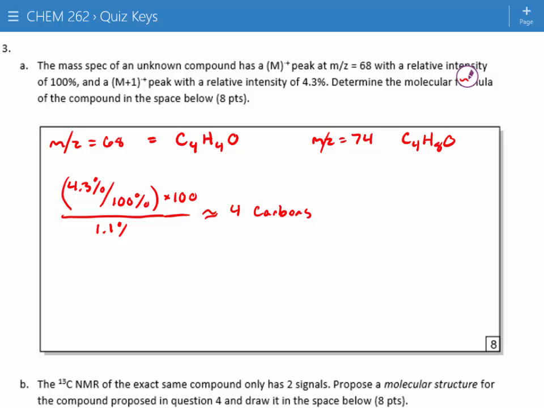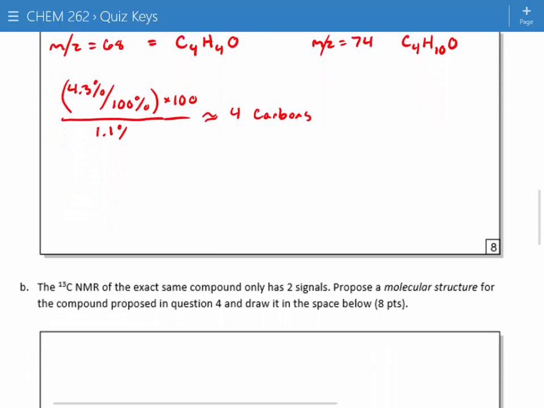It should be H10. Oops, C4H10, thank you. Sorry. C4H10O. So those were the 2 different molecular formulas depending on your quiz.